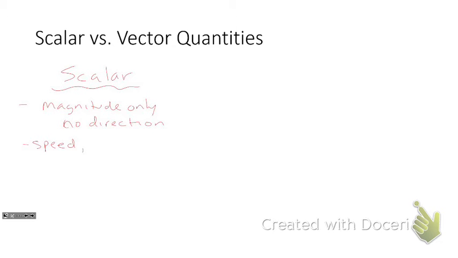What's another one? Distance. Distance, yep. Time, mass, to name a few. Good. And that brings us to vector quantities. So Kyle, if a scalar quantity has only a magnitude, what does a vector quantity have? We have both a magnitude and a direction. Perfect. Has a magnitude and direction.